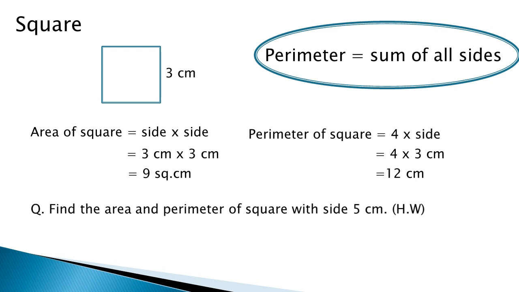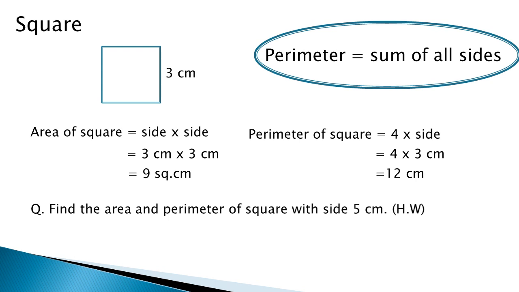Here the unit of perimeter is centimeter only. Don't write square centimeter. The square centimeter unit is only used for area, and for finding the perimeter, the unit is centimeter or meter, whatever the given measurement is.